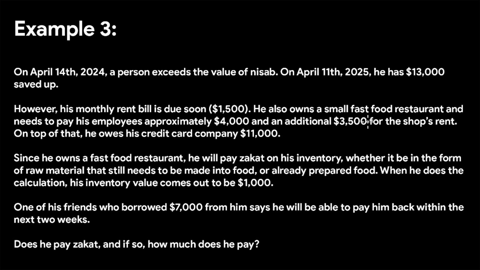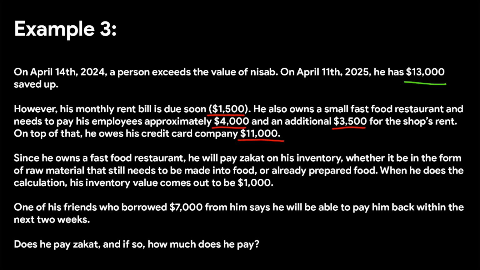So on April 14, 2024, a person exceeds the value of Nisab. On April 11, 2025, he has $13,000 saved up. So that's an asset. However, his monthly rent bill is due soon, $1,500, a liability. He also owns a small fast food restaurant and needs to pay his employees approximately $4,000. So salaries given to employees is a business expense, and it's a liability. And an additional $3,500 for the shop's rent, another liability. On top of that, he owes his credit card company $11,000. So it's a loan, a liability.